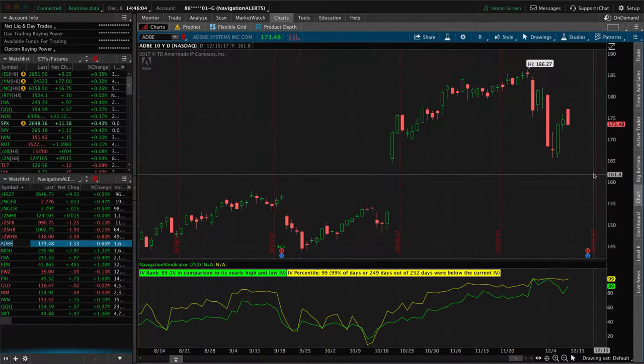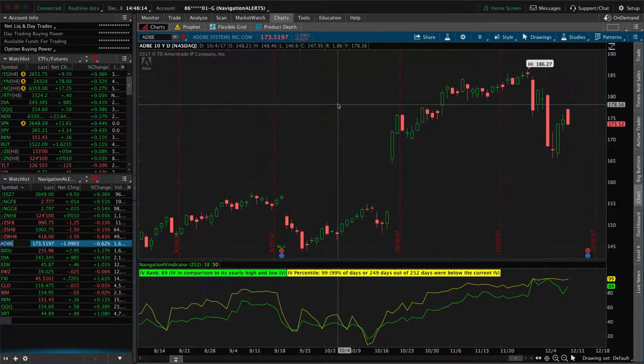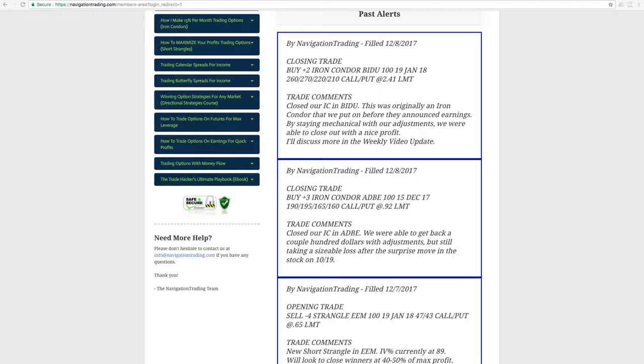But now we've got earnings coming up on the 14th. And price was really centered in that iron condor, and so it just made sense to take that off, book a loss on the trade overall, and just move on.